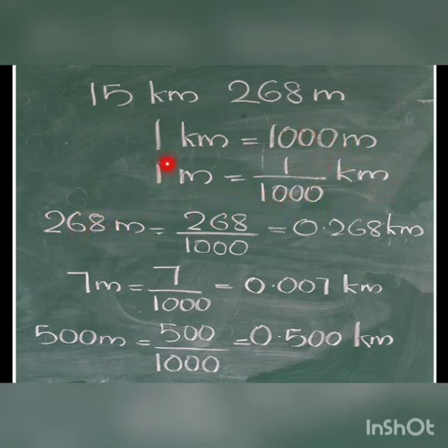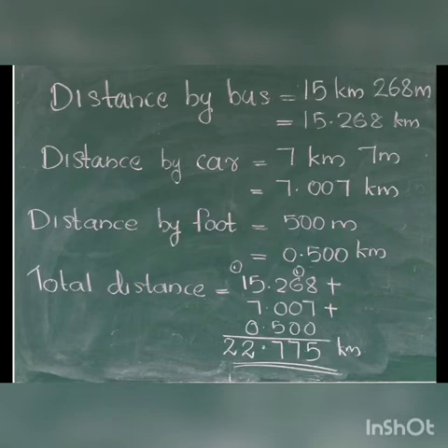Here the kilometers we did not change, only the meters we are changing. So 268 meter divided by 1000, 0.268. 7 meter divided again by 1000, 0.007. 500 meter divided by 1000, you will get 0.500 kilometer. In that way you are converting. So the distance by bus, distance by car and distance by foot we converted.